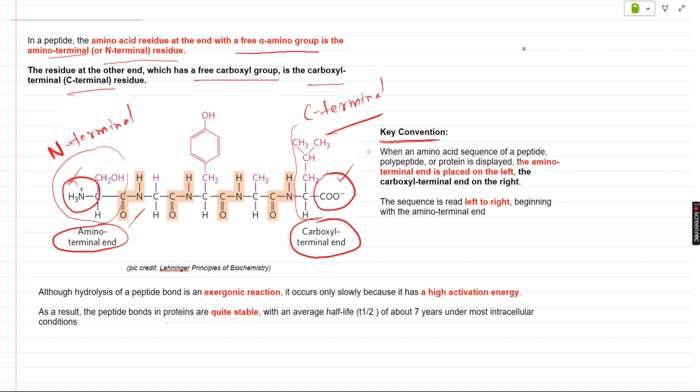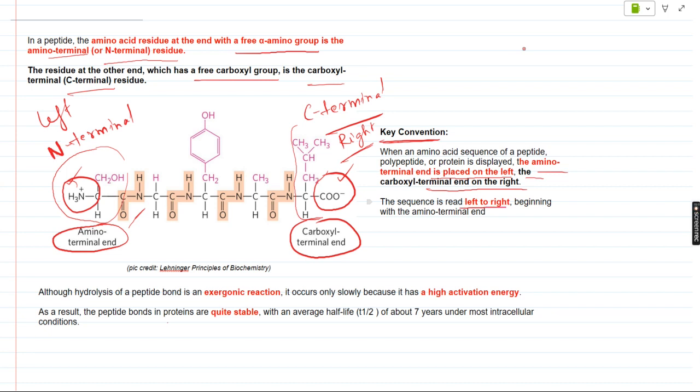So when an amino acid sequence of a peptide or a polypeptide or a protein is displayed, the amino terminal end is always placed on the left, whereas the carboxy terminal end is always placed on the right if there is nothing mentioned specifically. So if you have a sequence of amino acids displayed in the form of one letter codes, like in a question, say in a GATE examination, then if there is no other extra information specified, you can definitely assume that the leftmost amino acid is going to be the N terminal and the rightmost amino acid is going to be the C terminal. So this is the key convention that is actually followed.